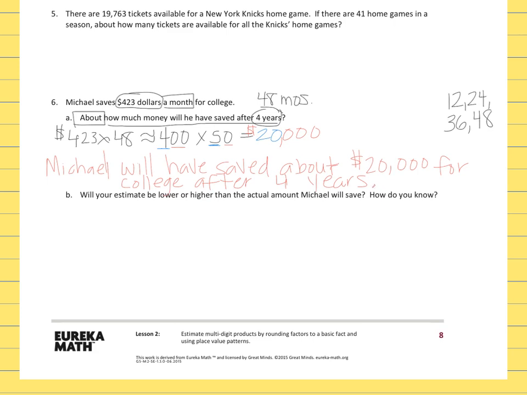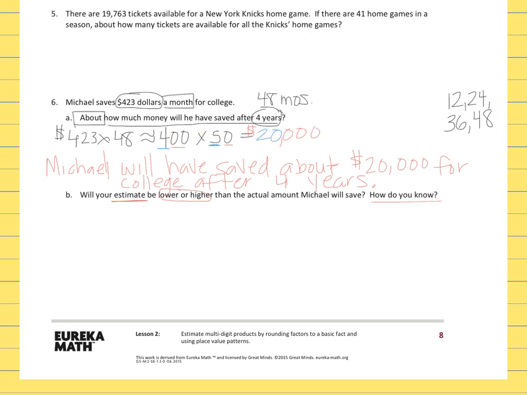And part B is, will your estimate, so I'm going to underline estimate, that means the answer that we had up in A, will it be lower or higher, so I'm going to circle lower or higher, than the actual amount Michael will save? How do you know? So we're not going to actually find out how much he will save with the exact dollar amounts. We're going to look back at our problem and say, hey, what did I do? Well, I took 423 and I rounded down to $400. I took 48 and rounded up to 50, and that gave me $20,000.